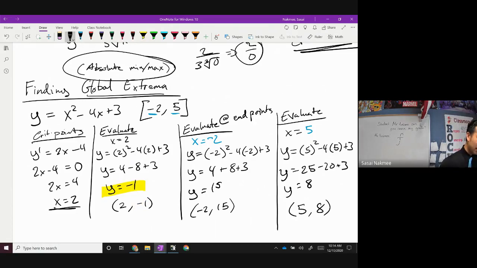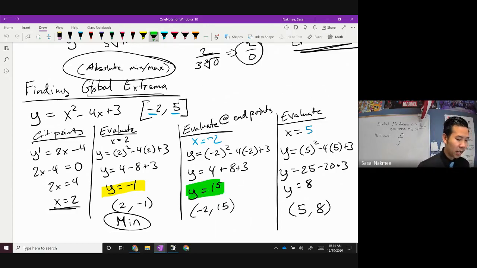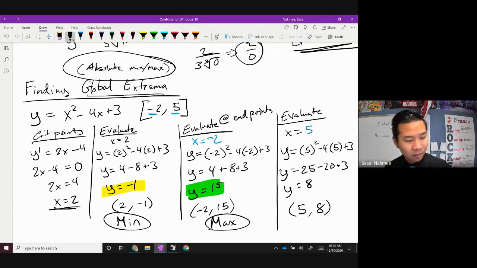That means that at x equals 2, we have our minimum, our absolute minimum, or our global extrema, which is that right there. Where is our maximum occurring at? It's occurring at x equals -2, and I have an output value of 15. It's a high value there, which tells me then that this right here is our maximum value. And that's it. That's how you find your global extrema. You find your highest point and your lowest point, and you're done.